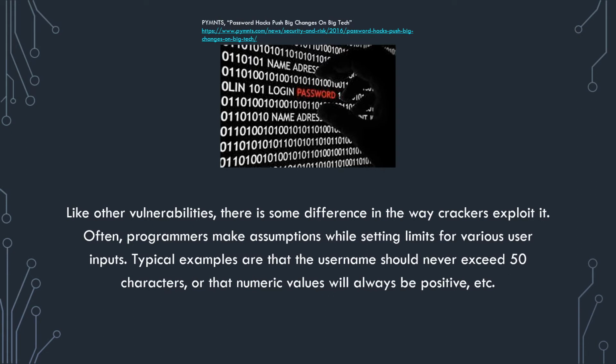Like other vulnerabilities, there is some difference in the way that crackers exploit it. Often, programmers will make assumptions while setting limits for various user inputs. Typical examples are that the username should never exceed 50 characters, or that numerical values will always be positive, etc.